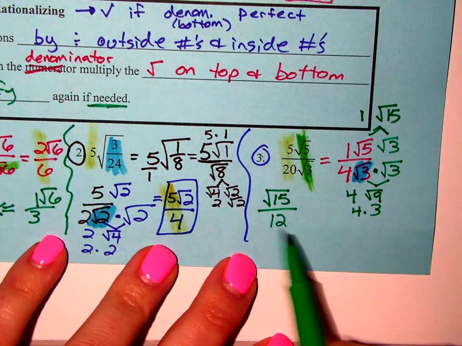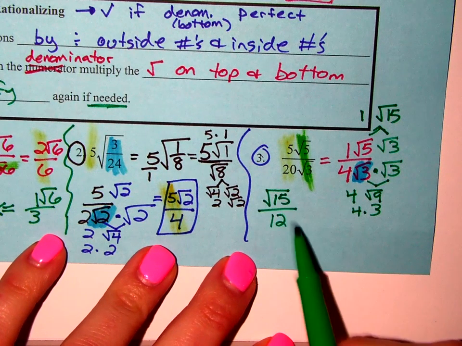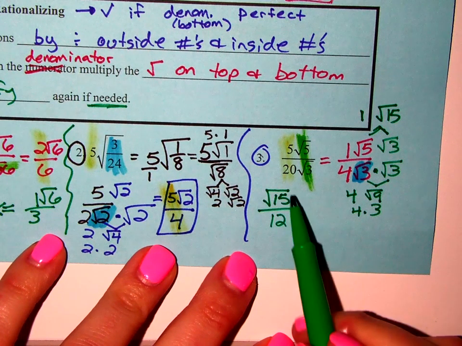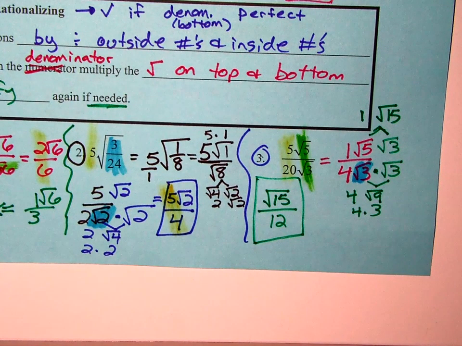Now, I no longer have a radical in the bottom. My square root in the top cannot be simplified, and we can't divide these because one is inside and one is outside the radical. So our final answer is square root of 15 over 12.